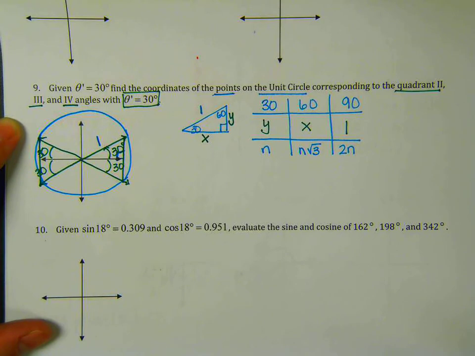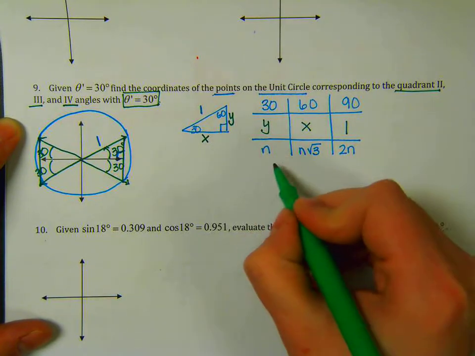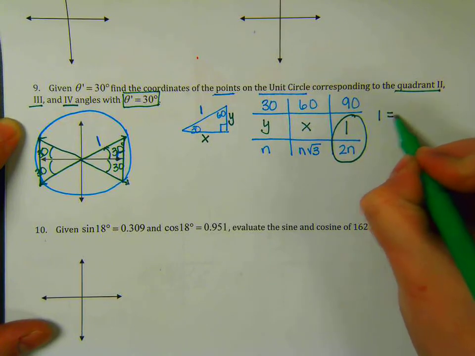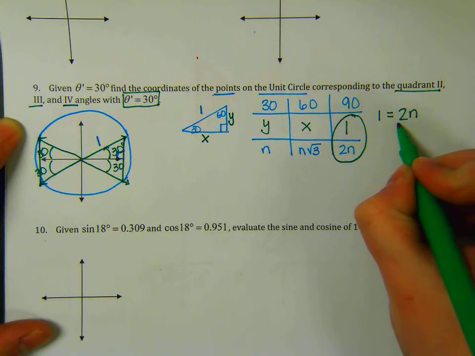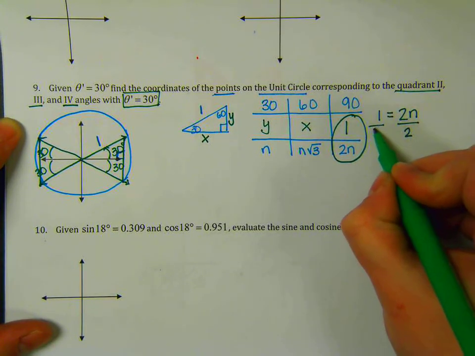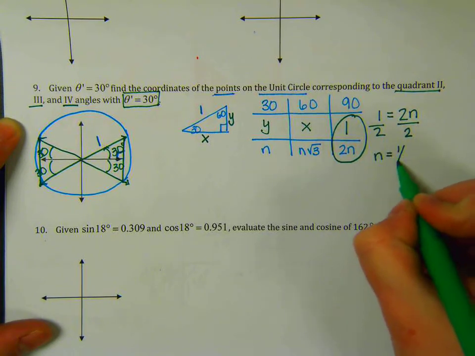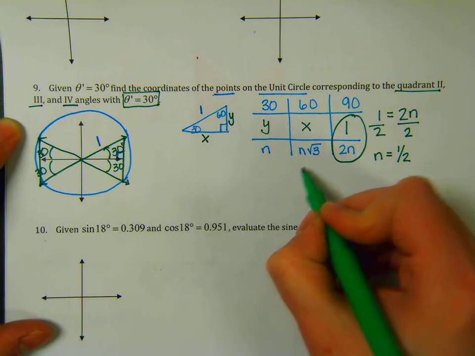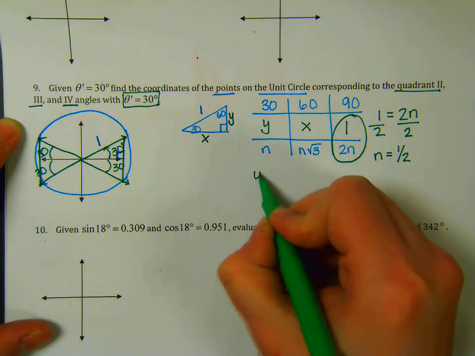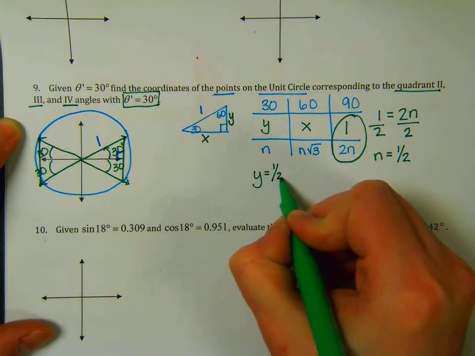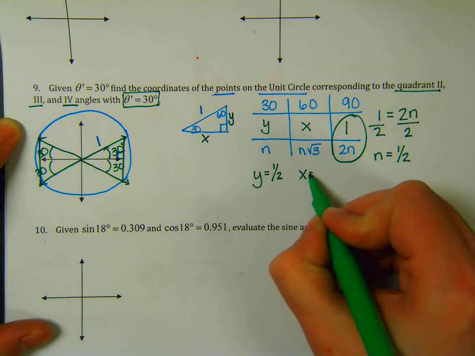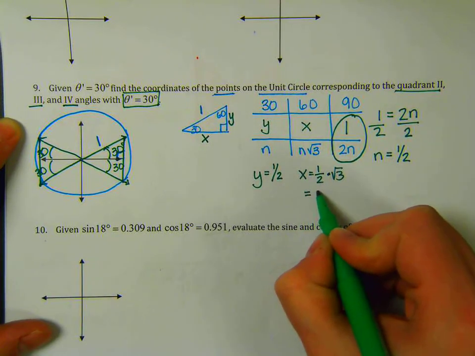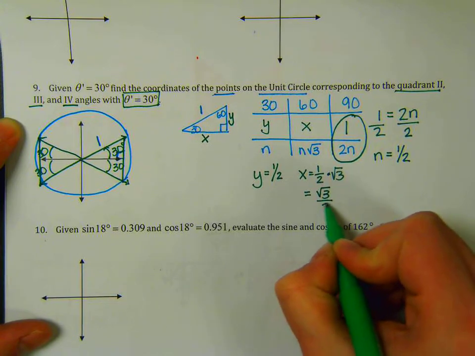Let's figure out what our sides are. So I have 1 is equal to 2n. Divide both sides by 2. You get n is 1/2. Which means that my y is 1/2. And that my x is 1/2 times the square root of 3. Or you can write it as the square root of 3 over 2.